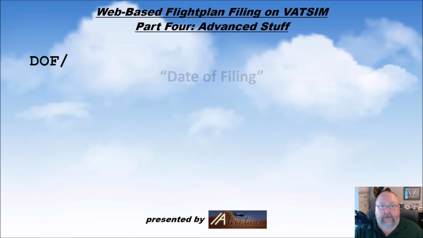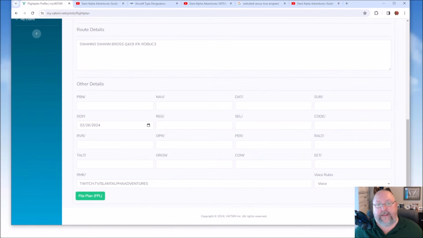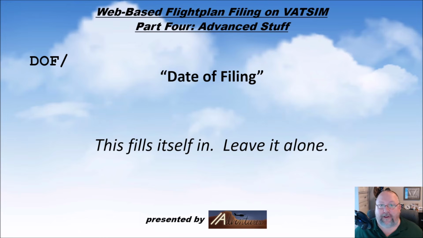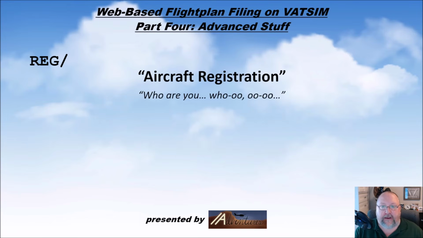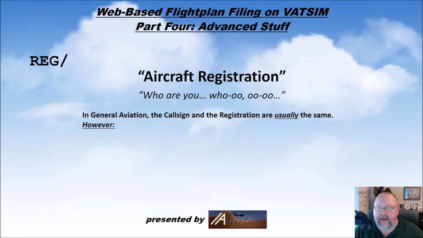DOF, very simply, date of flight. Well, look at that. It's going to automatically fill itself in. So you know what? Leave it alone. Next field's marked REG, R-E-G. That is your aircraft registration. Now, if you're flying general aviation, usually the call sign and the registration are going to be the same.